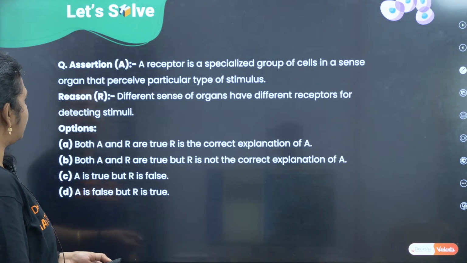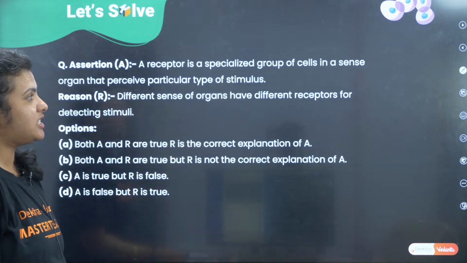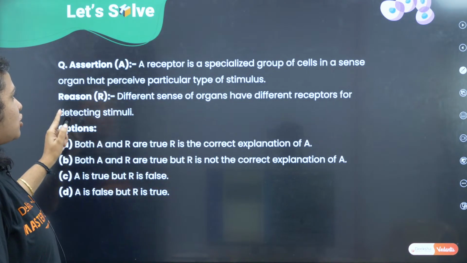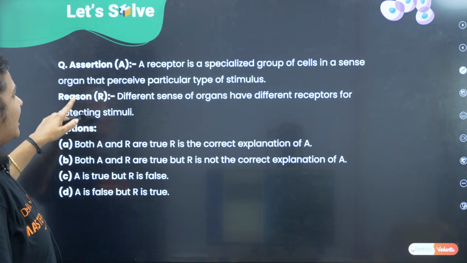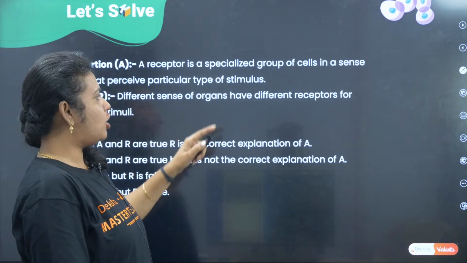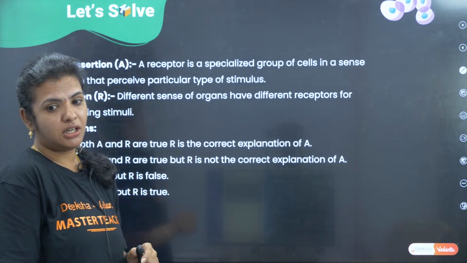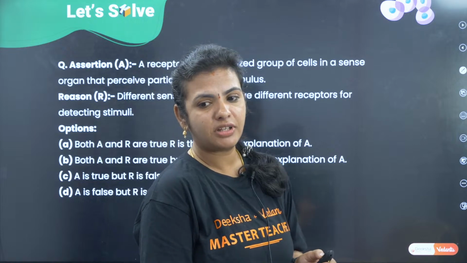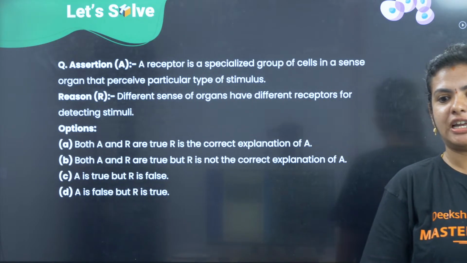One more assertion and reason. Assertion says a receptor is a specialized group of cells in a sense organ that perceive particular type of stimulus. Reason says different sense organs have different receptors for detecting the stimulus. Can you answer this question? The last question. What is the answer for this assertion and reason?